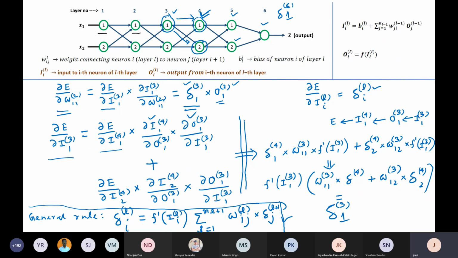Okay, and that is called dynamic programming. You are reusing these values. Once you compute all the deltas on the right side, then you can compute delta efficiently for the left side.